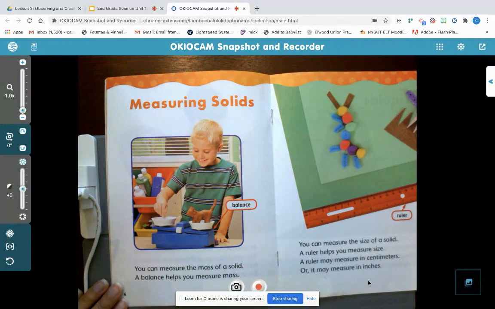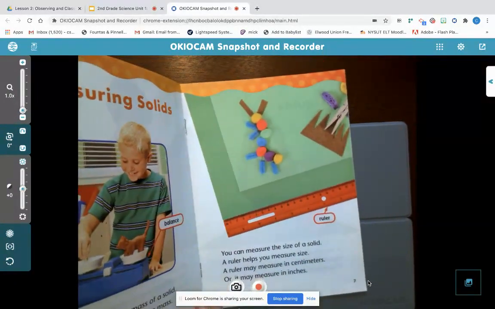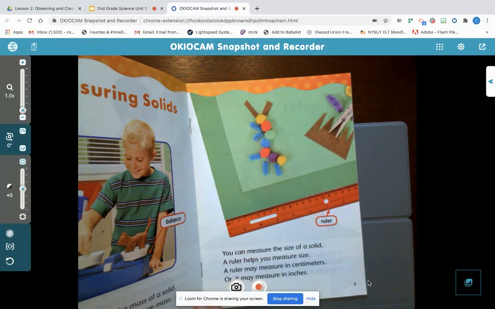Measuring solids. You can measure the mass of a solid. A balance helps you measure mass. You can measure the size of a solid. A ruler helps you measure size. A ruler may measure in centimeters, or it may measure in inches.